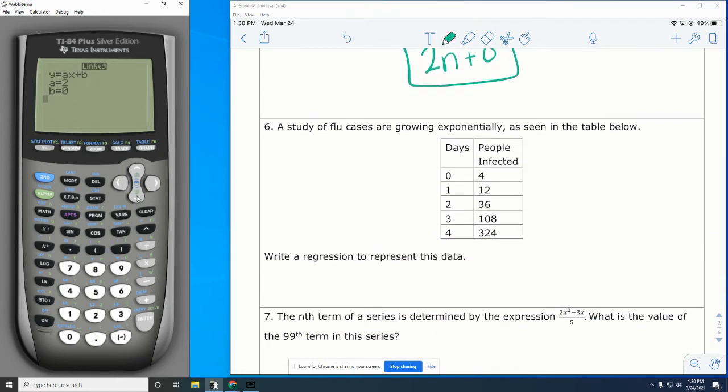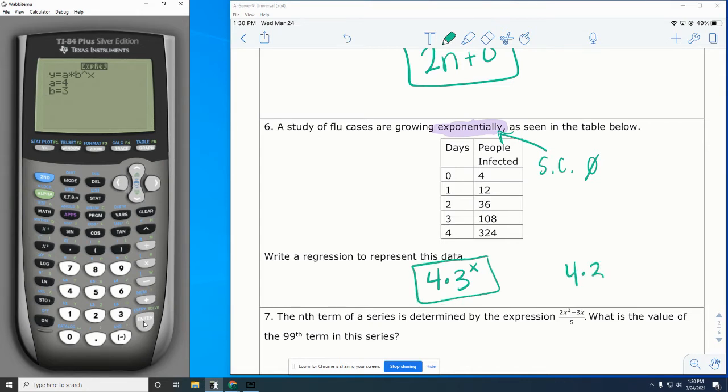Number 6 says a study of flu cases are growing exponentially. That's going to be a keyword for me. As seen in the table below, write a regression to represent this data. Because I have a table, I'm going to go to stat calc, and enter my x's in L1 and my y's in L2. Feel free to pause the video if you need to. Because it says exponentially, I'm going to do stat calc and option 0, the exponential regression. My a value is 4, and b is 3 raised to the x. So 4 times 3 to the x.